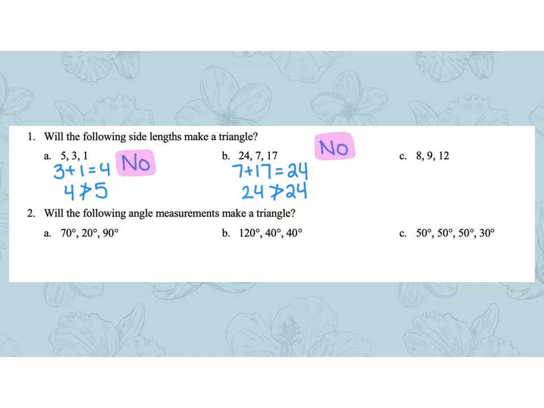For C, our side lengths are 8, 9, and 12. I'll add together my two smaller side lengths, 8 plus 9, and that equals 17. 17 is greater than the longest side length, 12. So this would form a triangle.